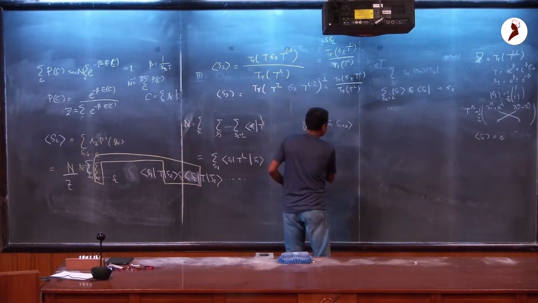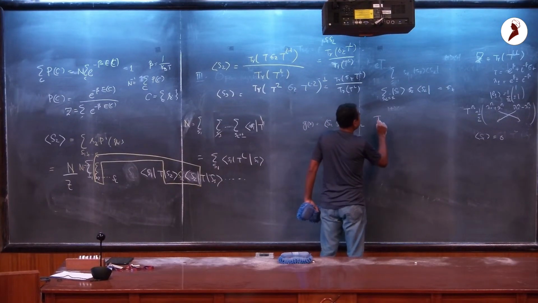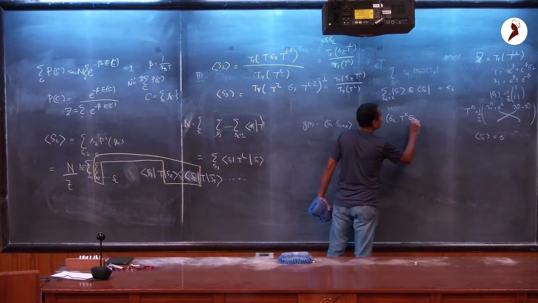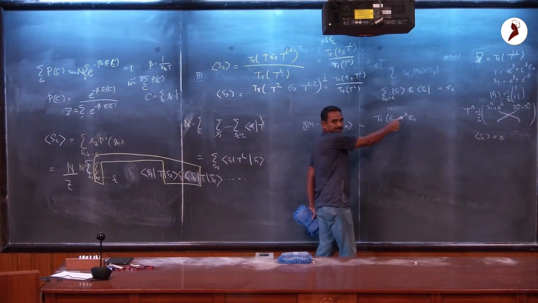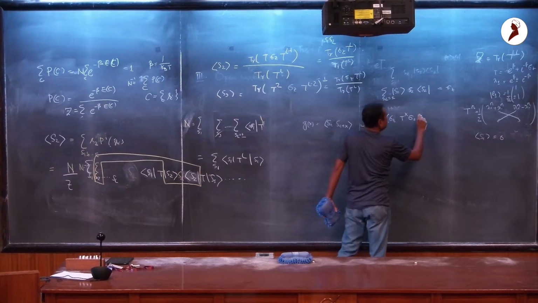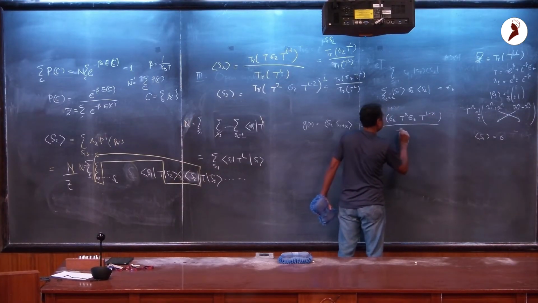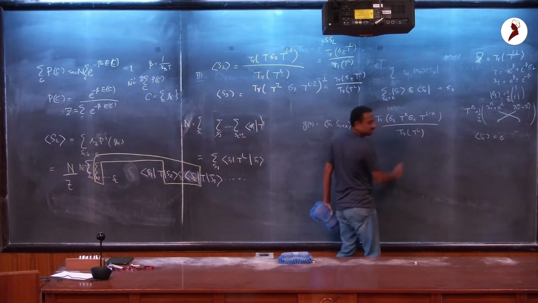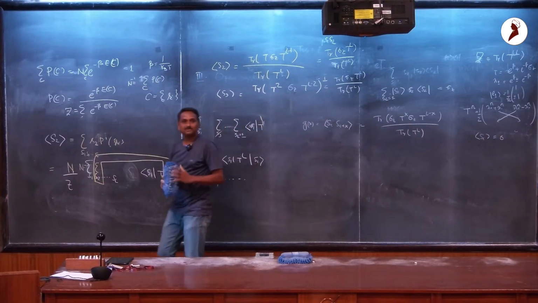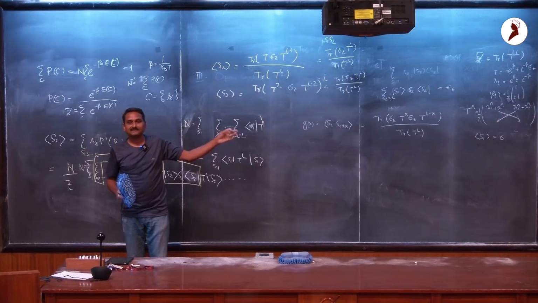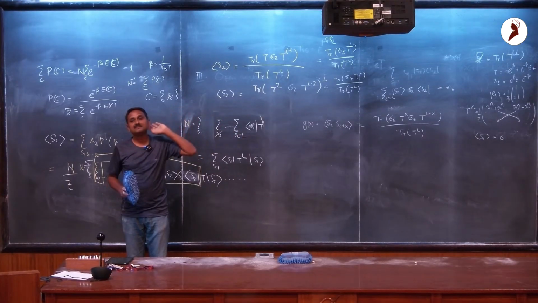Okay, so Gx will be trace of sigma x, sigma z, t to the power x, sigma z, because in between you have only t's, and then t to the power l minus x divided by trace of t to the power l. Are you comfortable with this? Is it okay? Anybody has a doubt here?